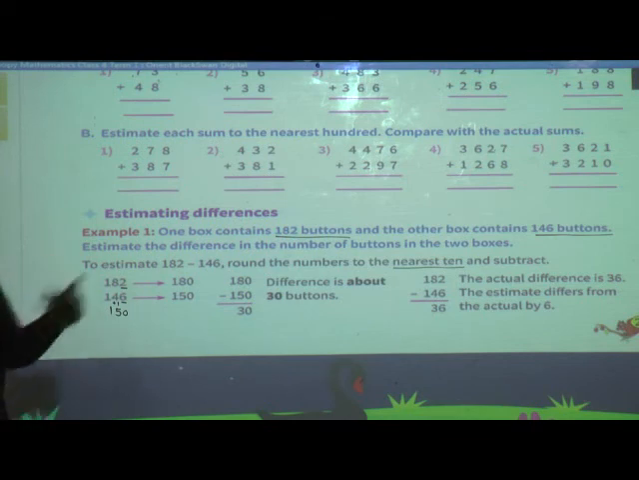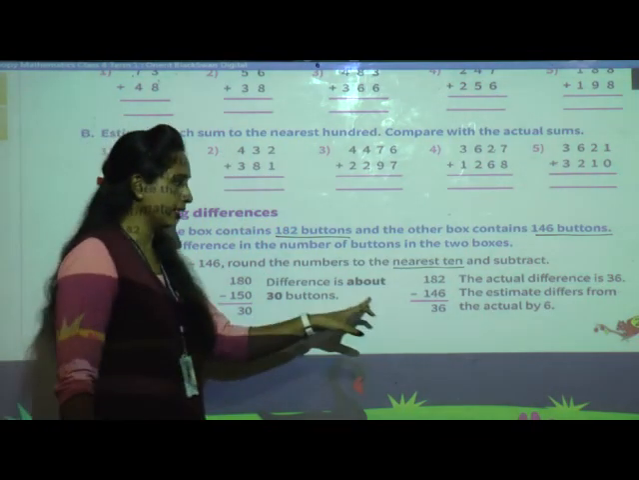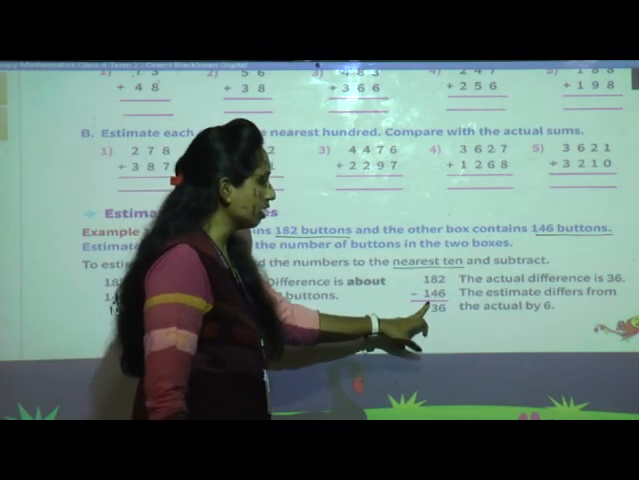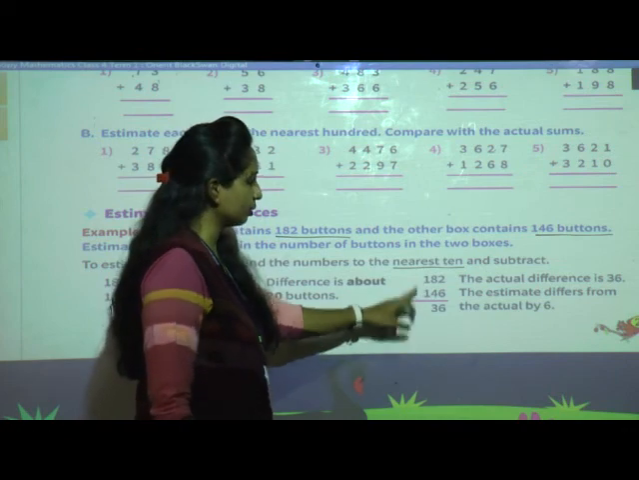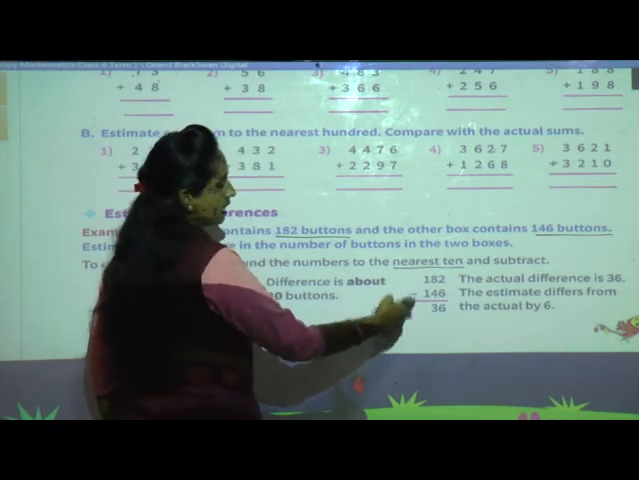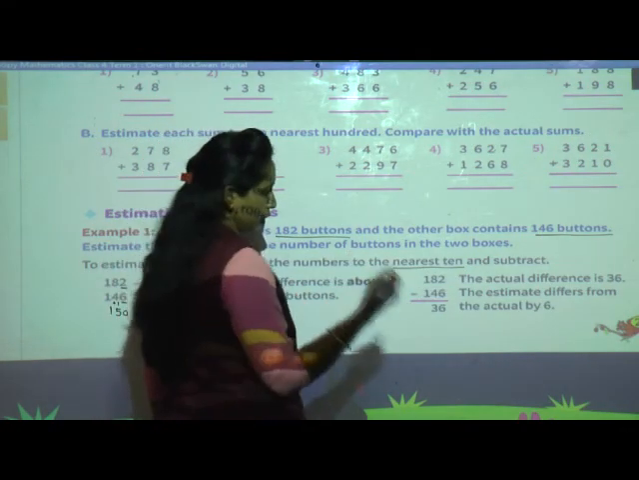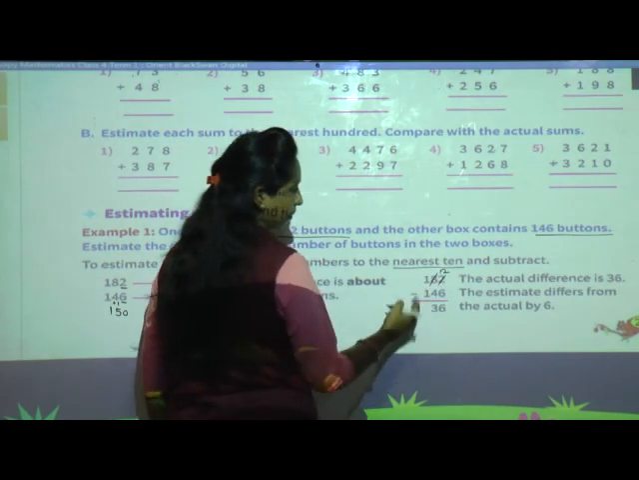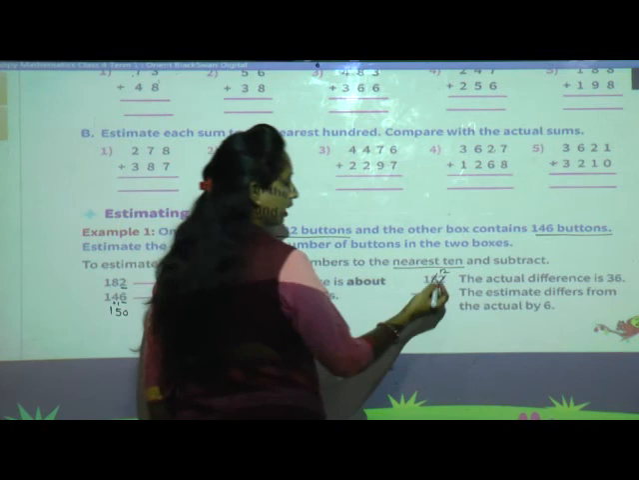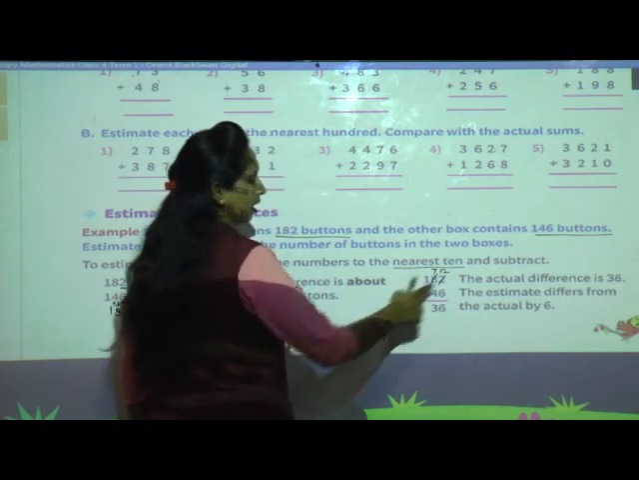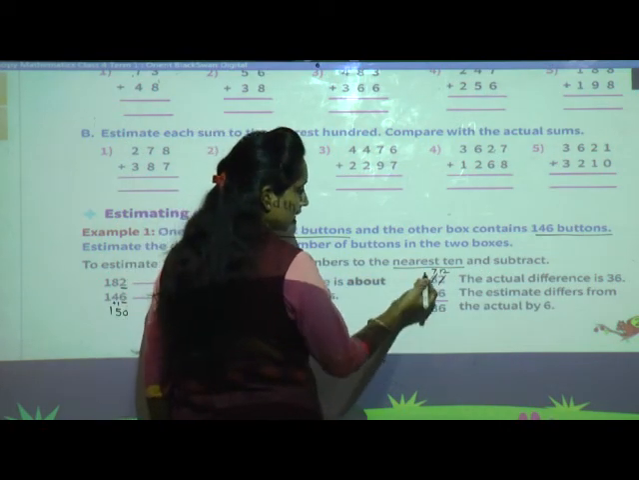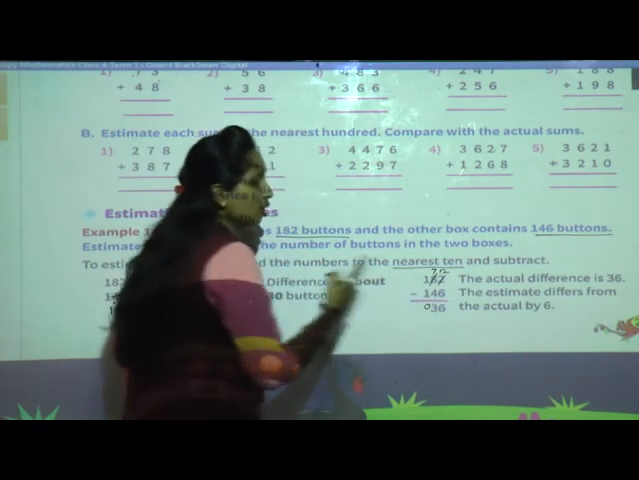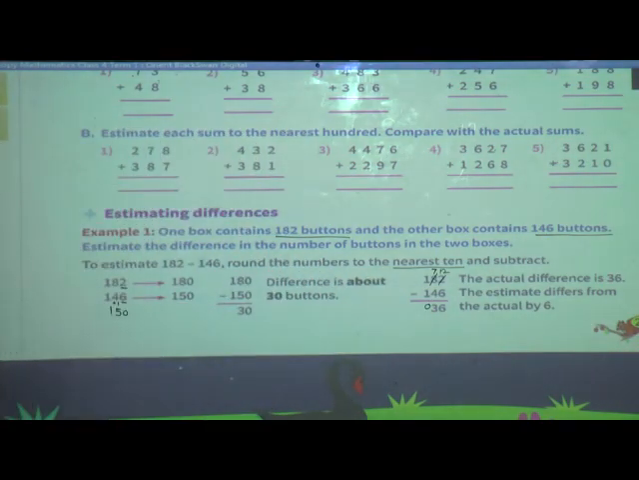Now we will see the actual buttons. The actual numbers are 182 and 146. Now we will do the subtraction of these numbers. See, 2 minus 6 we cannot do. So cut the 2, write it as 12, and take a borrow from the neighbor. The neighbor has 8. He will give 1, so 7 will remain. Now 12 minus 6 is 6. 7 minus 4 is 3 and 1 minus 1 is 0. So the actual difference is 36.